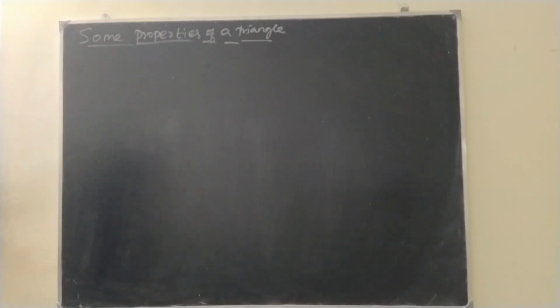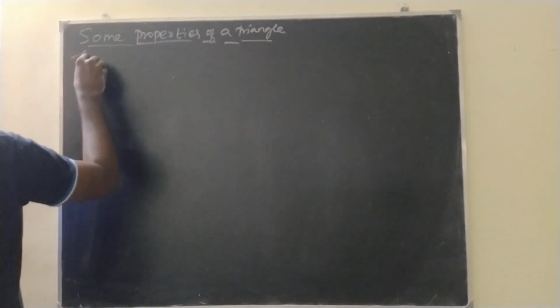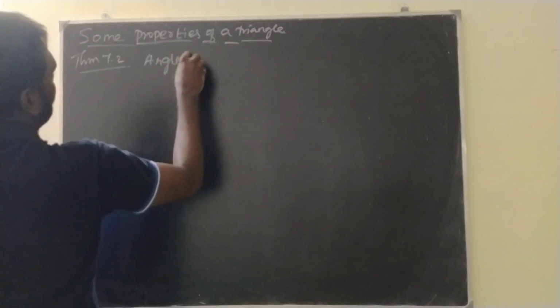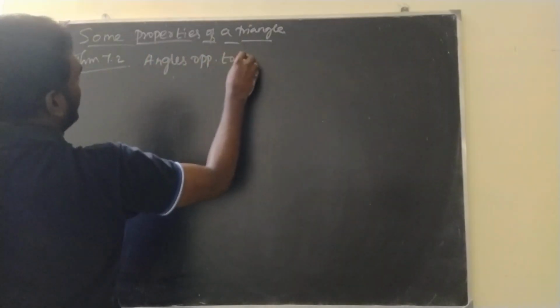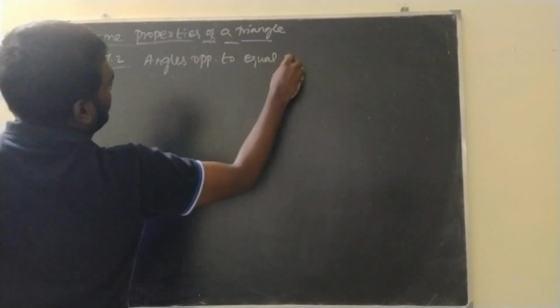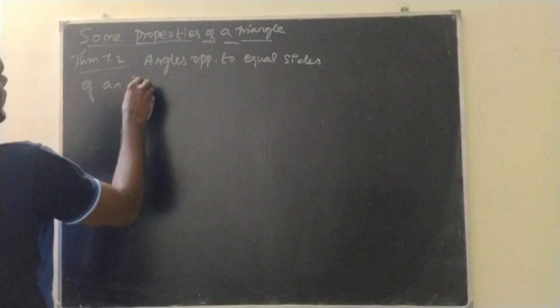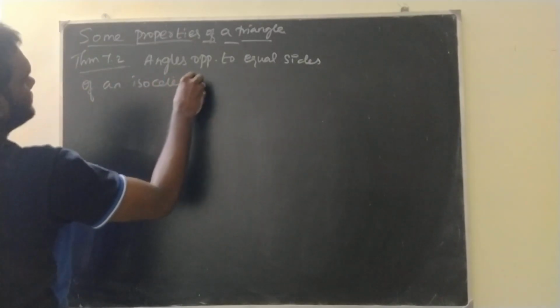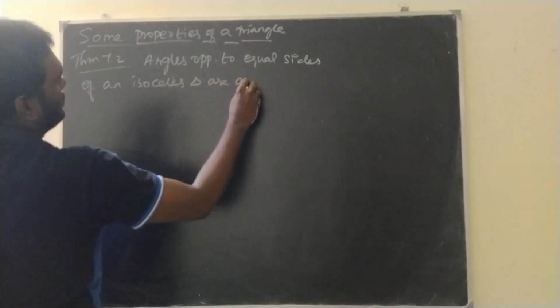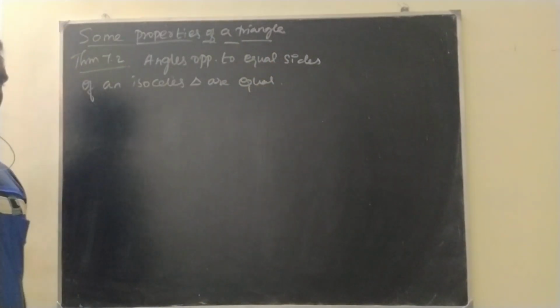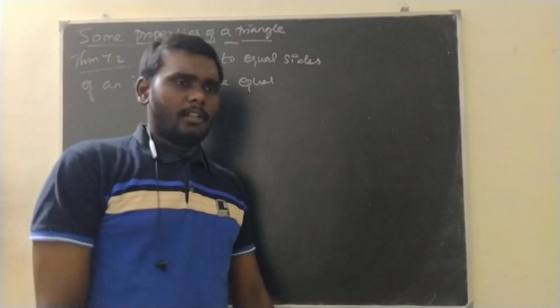Angles opposite to equal sides of an isosceles triangle are equal. Theorem 7.2. Angles opposite to equal sides of an isosceles triangle are equal. Only this is the statement. We need to prove the remaining things.